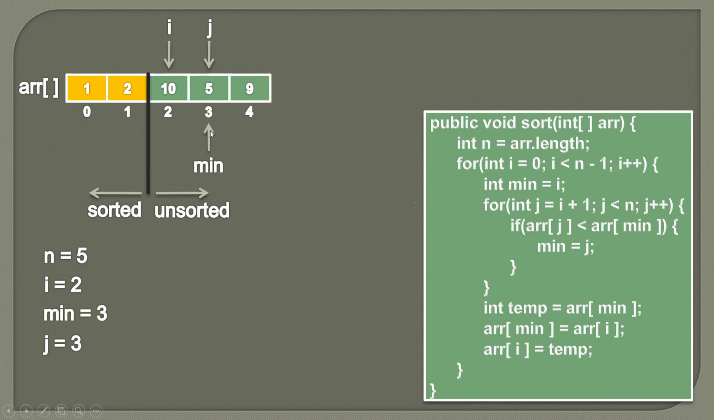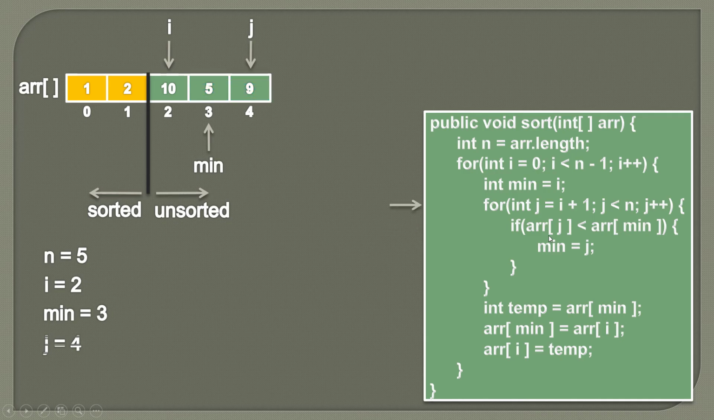And we continue with our for loop. We'll increment j by 1. j becomes 4, and 4 is less than 5, so this condition comes out to be true. Now we simply check whether 9 is less than 5 or not. So 9 is not less than 5, so this condition comes out to be false.